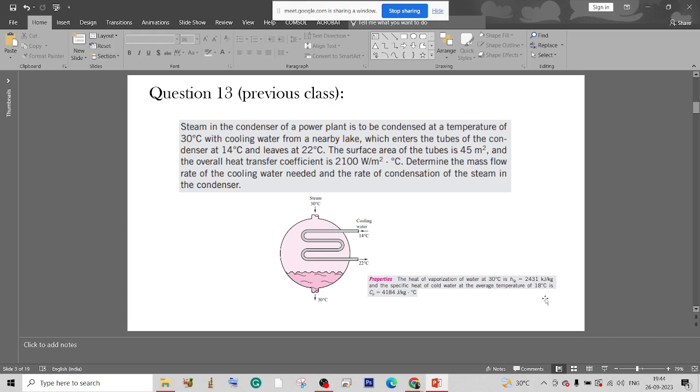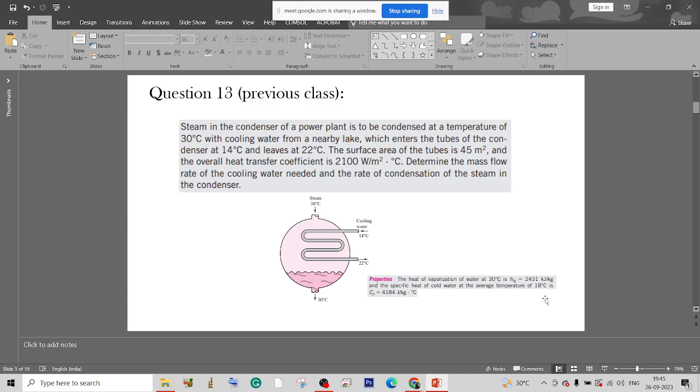Okay, so the steam will be at the same temperature. That is, steam is entering at 30 and leaving at 30, because here a phase change is going on, so the temperature will be constant. So what we need now for the log mean temperature difference calculation, all temperatures are already given: delta T1 and delta T2.